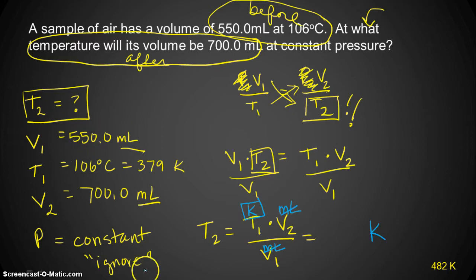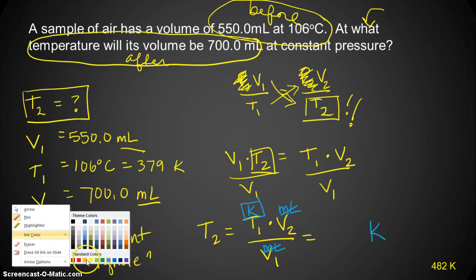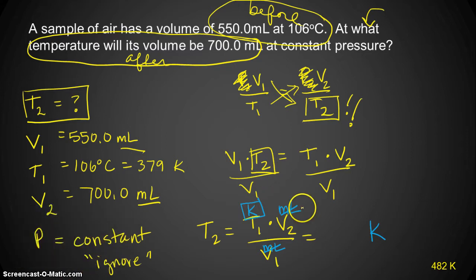Now, if you plug in these numbers and run it through your calculator, the number that you get is 482.36 Kelvin. But then I go back to my problem to check for significant digits. In 550.0, there are 4 significant digits. In 106, there are 3. And in 700.0, there are 4. So I only need to have 3 significant digits. The 3 tells me to leave the 2 alone, and so I end up with 482 Kelvin as my final temperature.